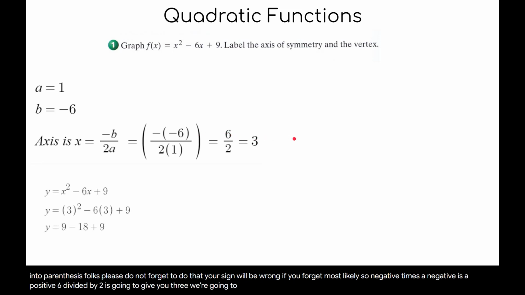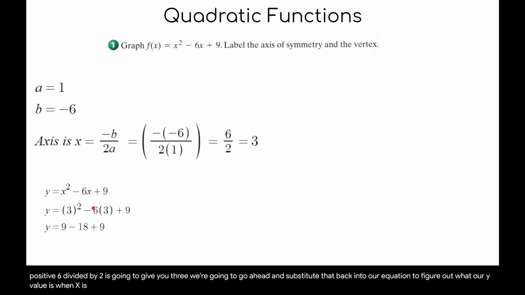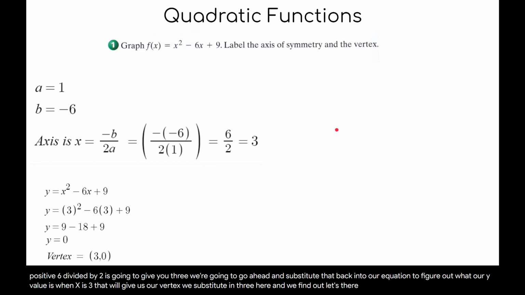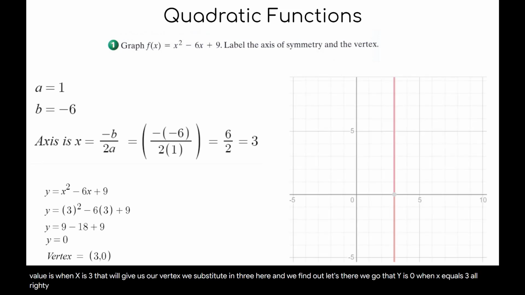We're going to go ahead and substitute that back into our equation to figure out what our y value is when x is 3. That will give us our vertex. We substitute in 3 here, and we find out, there we go, that y is 0 when x equals 3. Alrighty, so then we start graphing this.